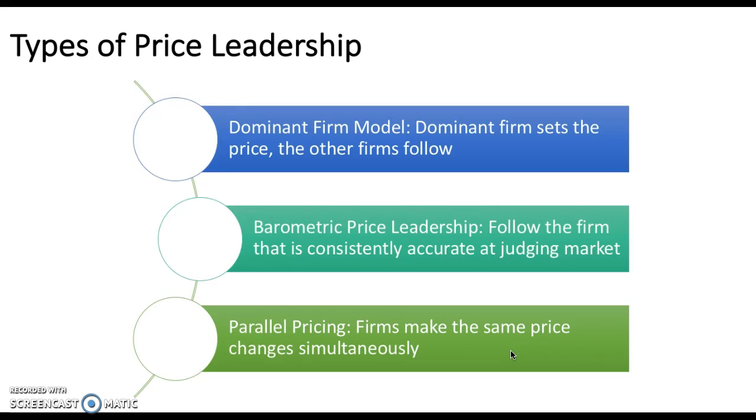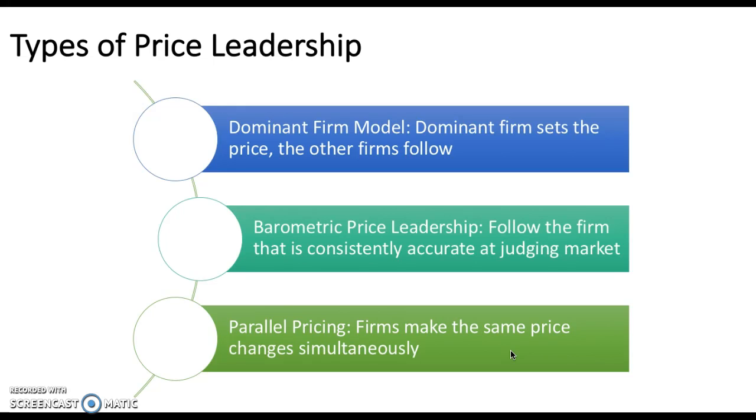So number one is called dominant firm model. What they'll do is they'll choose who has the most market share in that industry, and they will let them decide the price, and then everyone else is just kind of implicitly, very tacit, they just follow whatever they set. Other things as well, you could maybe say Apple is one of those. Apple kind of makes the price, and then everybody else just kind of follows them.